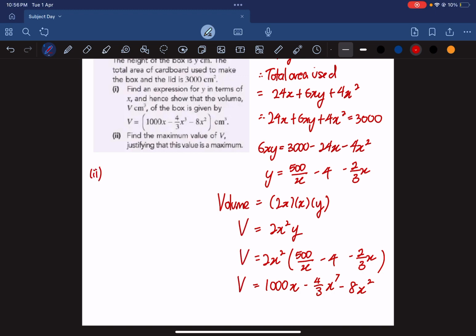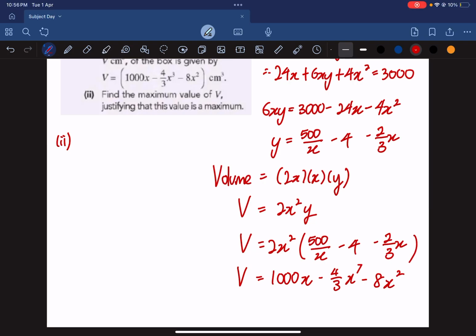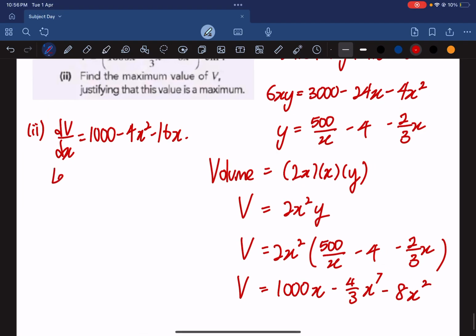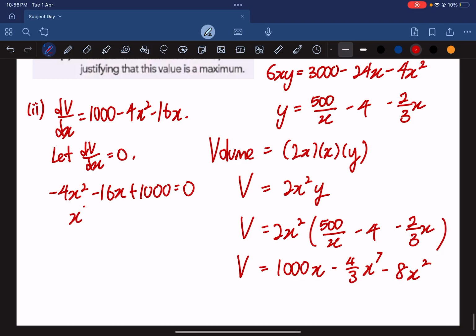This is for part 2 now. Find the maximum value of V. The steps are the same now. To find the maximum value of V, I must find a stationary value of V first. dV over dx is simply differentiating my V. I will get 1000 minus 4x squared minus 16x. Then to find the maximum value, we let dV over dx be equal to 0. I will get negative 4x squared minus 16x plus 1000 equals 0. I get this quadratic equation, x squared plus 4x minus 250 equals 0.